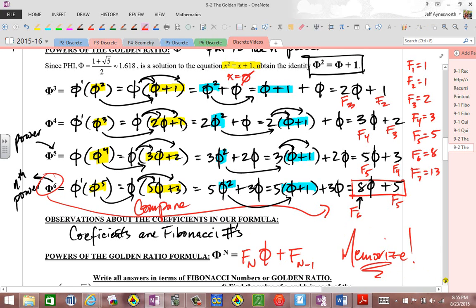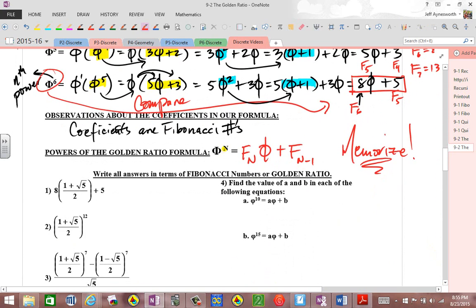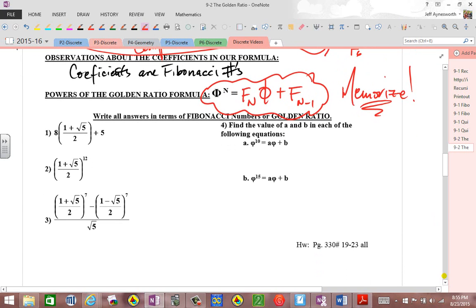Okay? And that's what you have to do. You can calculate any power of phi by understanding this basic idea, this formula here. Phi to the nth power is equal to the nth Fibonacci times phi plus the previous Fibonacci number. All right, and that's all there is to it. Okay, so let's play around with the idea here. On this one, write all answers in terms of Fibonacci numbers and the golden ratio.